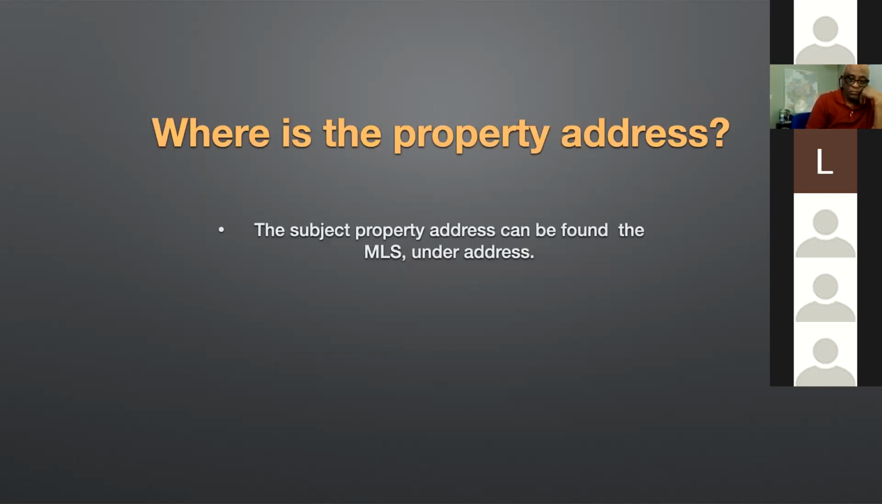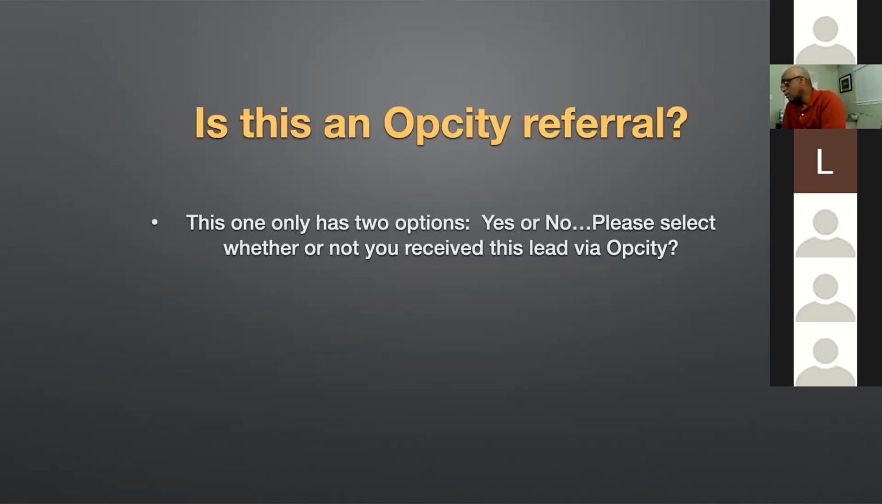So if you want to know where to find the property address, the subject property address can always be found on the MLS underneath address. It's also in paragraph 2 of your contract. I didn't put that on the slide, but certainly you can find it on the MLS under the address.